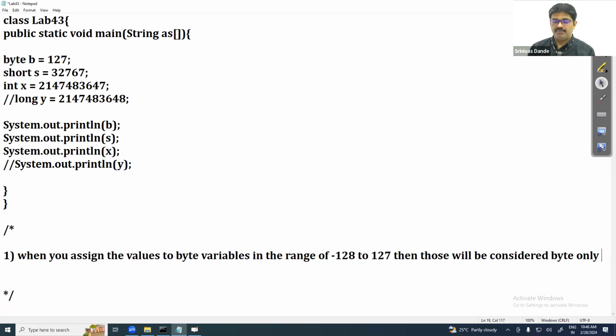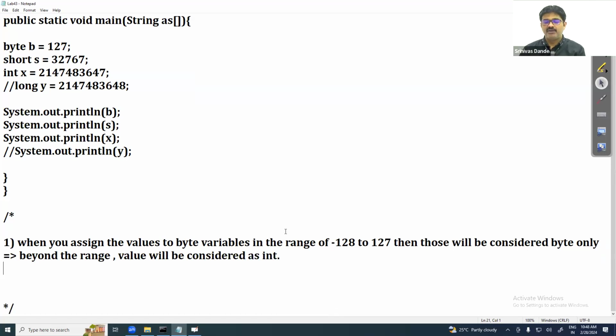Considered as byte only. Beyond the range, the value will be considered as int. Remember this point.